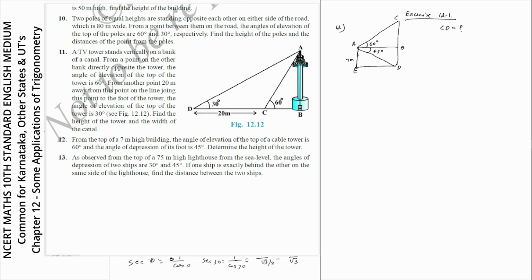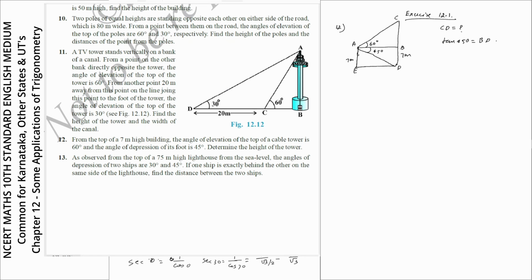Now A is 7 meter, therefore BD also will be 7 meter only. So now what is tan of 45 degree? Tan of 45 degree is opposite by adjacent, that is BD.